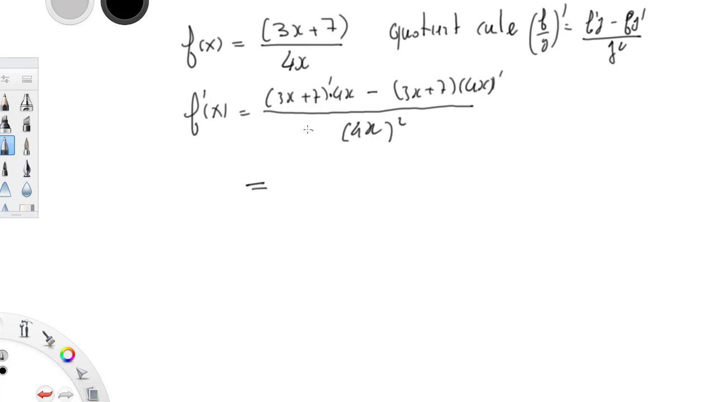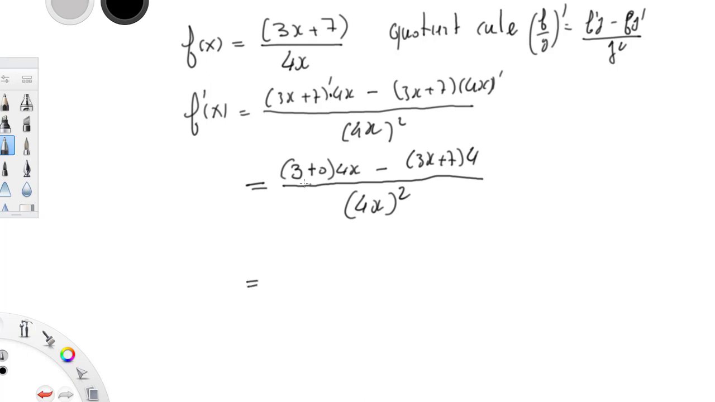Now we'll have 3x plus 7, its derivative would be, you have to find the derivative of 3x first, and the derivative of 3x equal to 3, and the derivative of 7 equal to 0. So you can do, if you want 3 plus 0, I'm just showing you the step, right? Multiply by 4x. Now minus, you can do 3x plus 7, and the derivative of 4x is like 4, because you can keep the constant 4 and find the derivative of x, which is 1. You have just 4, right? Over 4x squared.